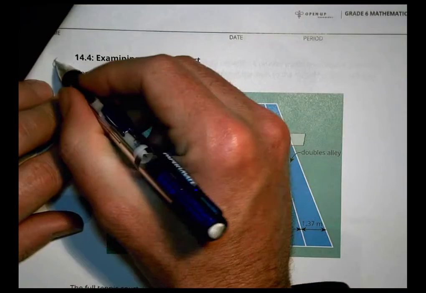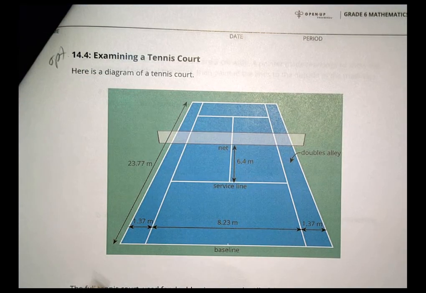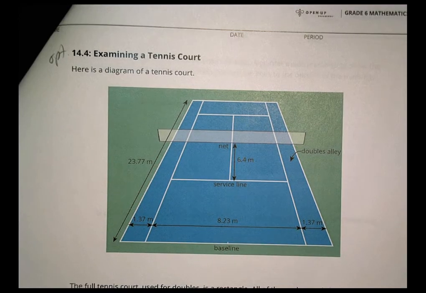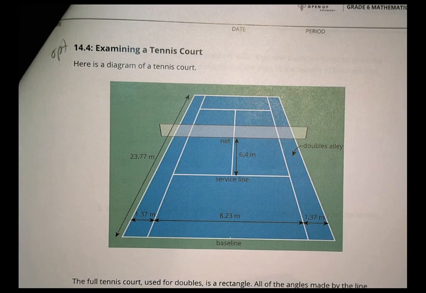Okay. Our next problem here, another one. A little optional, so you may have done this in a class or maybe not, depends on what your time looked like there. It's a good problem, but it is rather lengthy. It requires lots of calculations, but again, it's a good problem. So it says a full tennis court used for doubles is a rectangle. All the angles made by the line segments in the diagram are right angles. The net partitions the tennis court into 2 halves. Is each half a square?